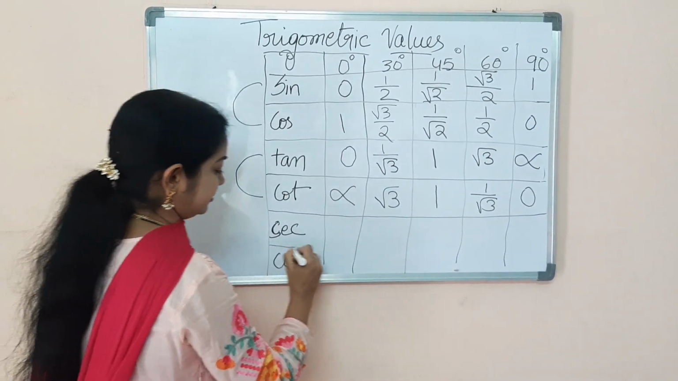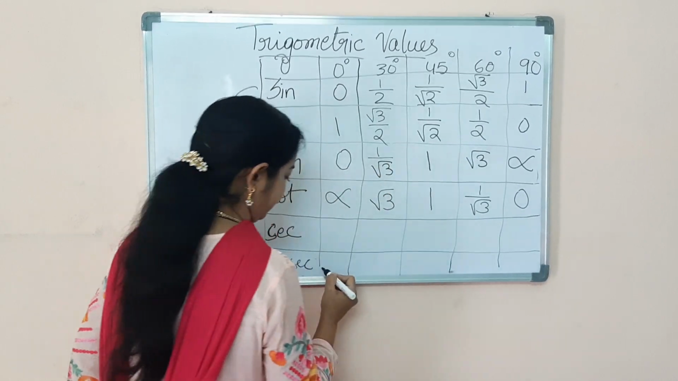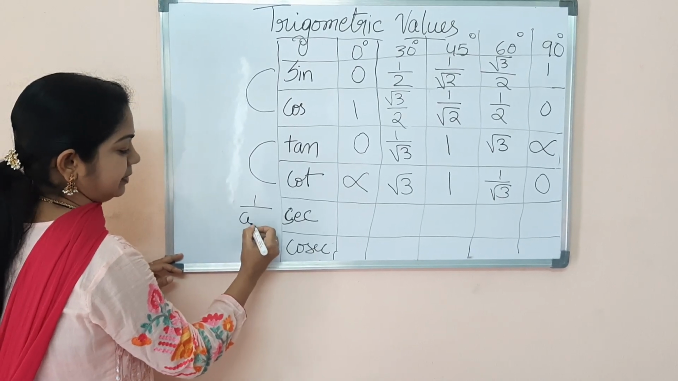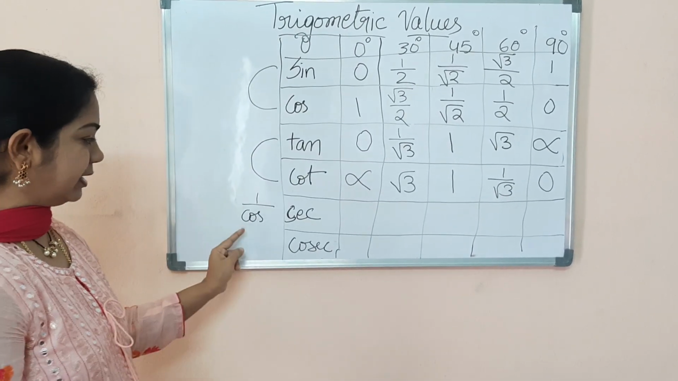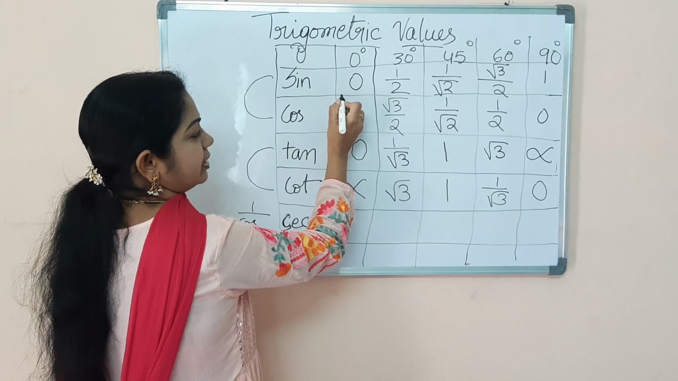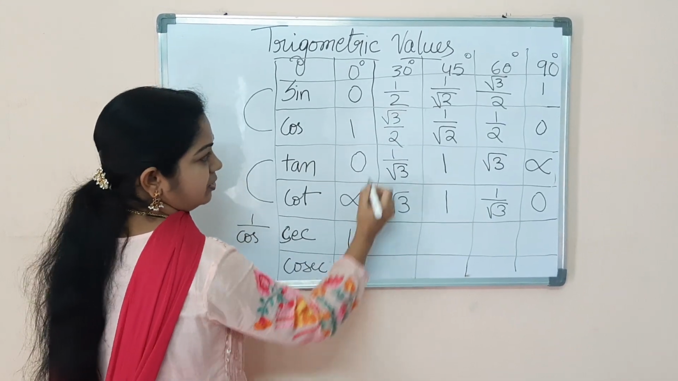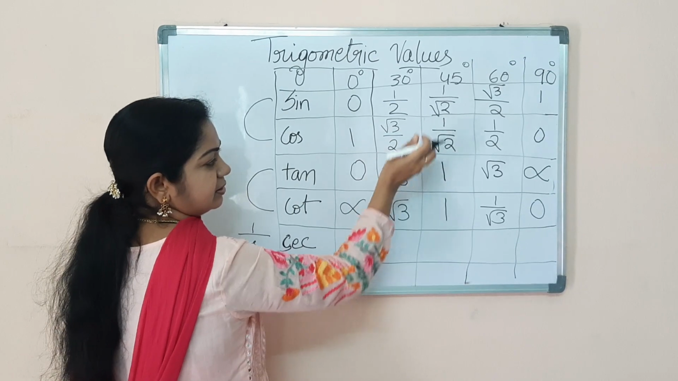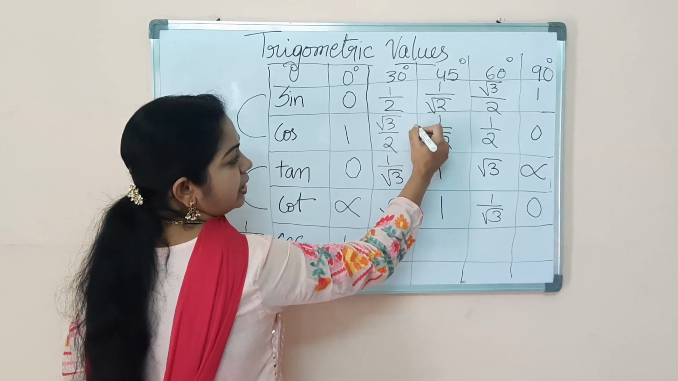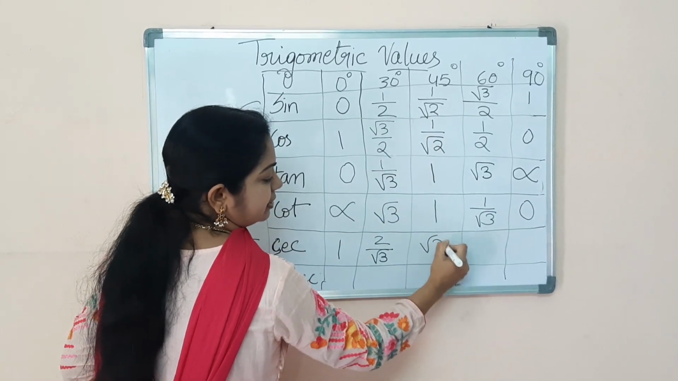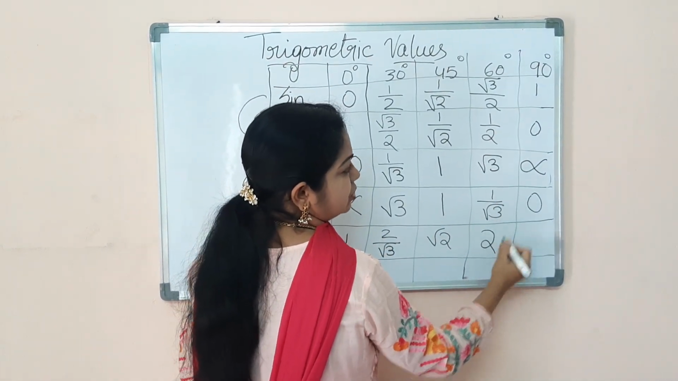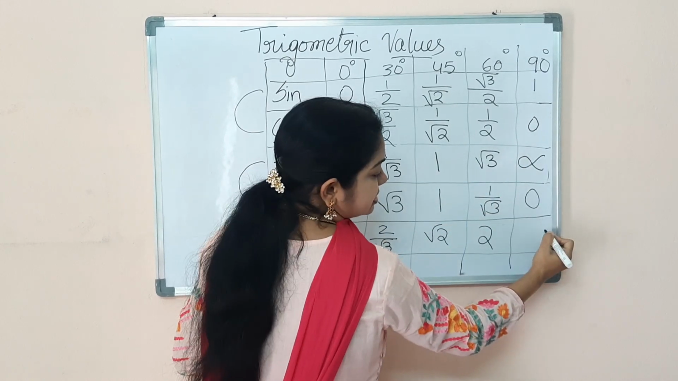Now coming to secant. When you write down the secant values, we know that secant is the multiplicative inverse of cos, 1 by cos. That means we have to divide all the cos values. 1 divided by 1 is 1. 1 divided by root 3 by 2, the numerator and denominator are changed. It comes to 2 by root 3. 1 divided by 1 by root 2 is root 2 by 1. That means just root 2. 1 divided by half is 2. And 1 divided by 0 is not defined.